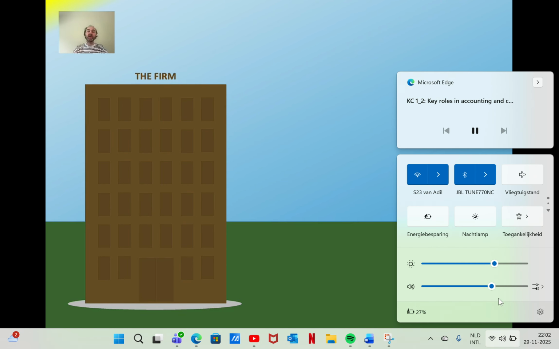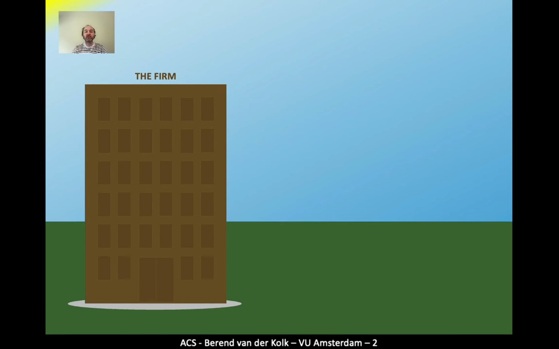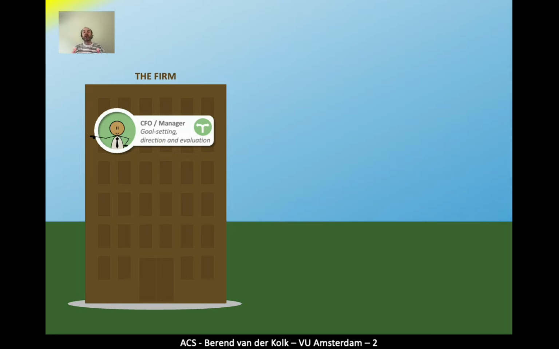Now, let's take as a starting point an organization. This organization has a supervisory board and an executive board, and let's zoom in right at the executive board, at the role of the CFO, so the Chief Financial Officer, or sometimes it's called a director or financial director or a manager. This person is responsible for goal setting, for direction of the firm, for incentive systems maybe within the organization, and he or she needs to have information to base these decisions on.